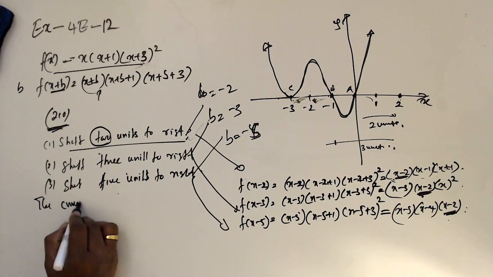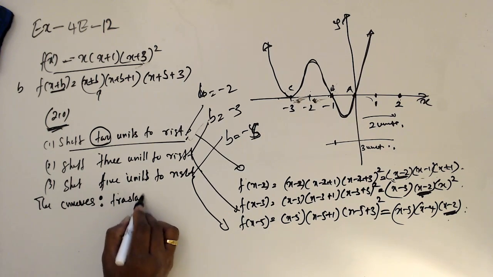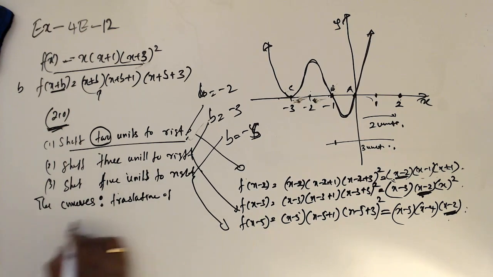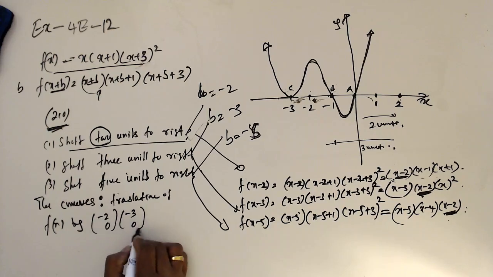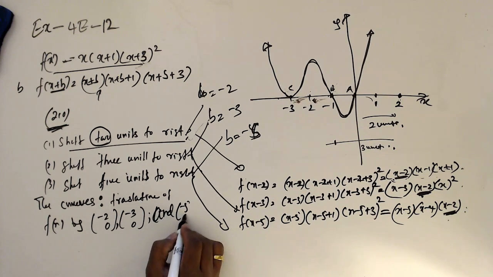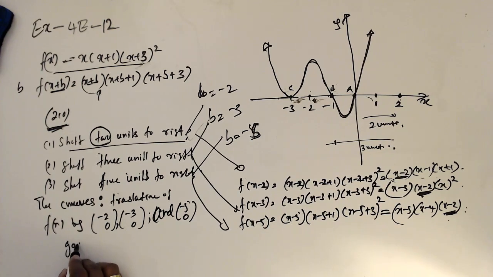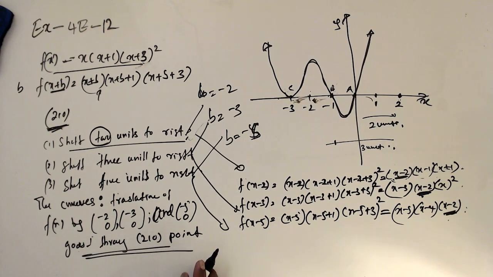So if you want, you can write the conclusion. The curve translating f(x) by (minus 2, 0), (minus 3, 0), and (minus 5, 0) goes through the (2, 0) point.